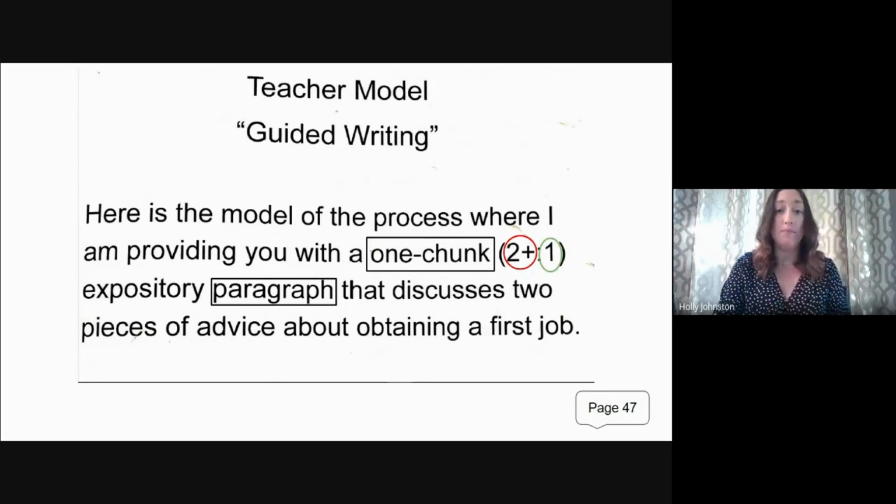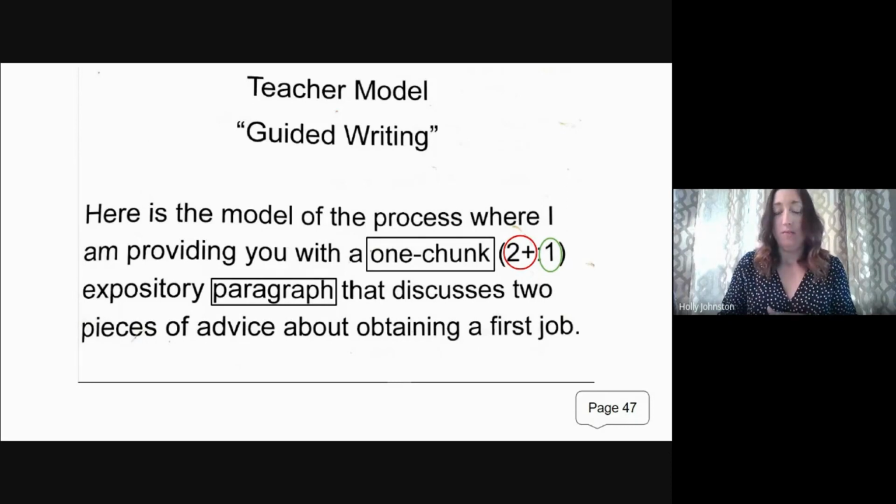Then we're going to pick up our green pen, and we are going to circle the 1. The second piece of the ratio is always the commentary. So we know that we're going to have some commentary in this particular writing piece also.